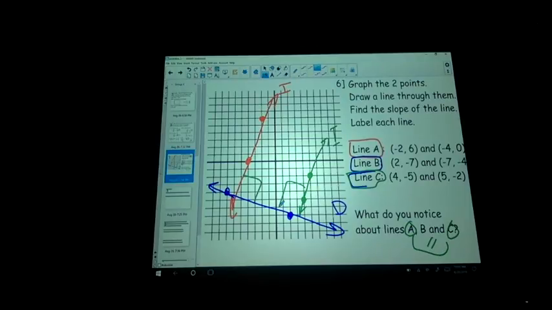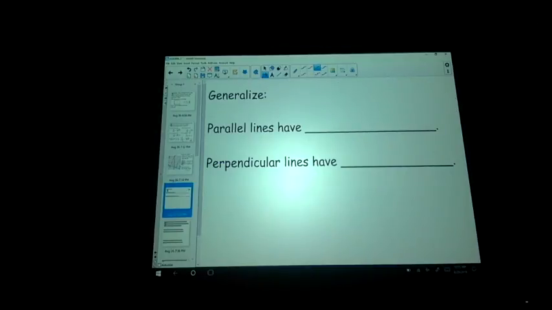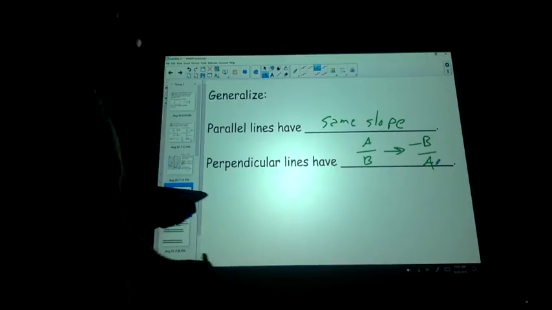Anyone know what the difference is between the slope of a line and a perpendicular line? Opposite reciprocal. Right, so if you had a slope of 3/4, the perpendicular slope is -4/3. But I'm sure we'll get to that. Parallel lines have the same slope. And perpendicular lines have, so if I have A over B, the perpendicular slope would be -B/A. If you had a vertical line, a horizontal line is perpendicular to that. So a slope of 0, the slope of undefined.